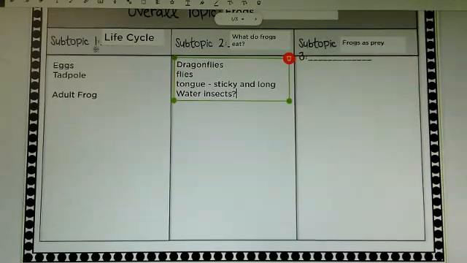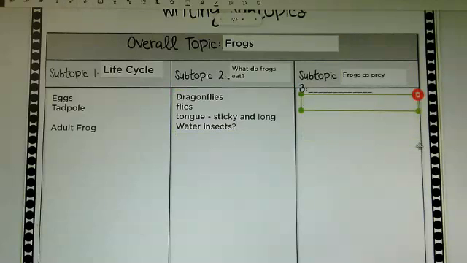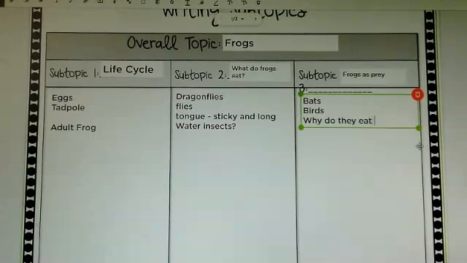Okay, now I've written about my topic. I've written about subtopic number 1, life cycle. Subtopic number 2, everything I know about what frogs eat. Now I need to talk about frogs as prey. So, what eats frogs? Well, it said in that book that bats eat frogs, birds eat frogs. I saw that in the picture. What else eats frogs? And why do they eat frogs? Ooh, that's a good question. Why do they eat frogs?